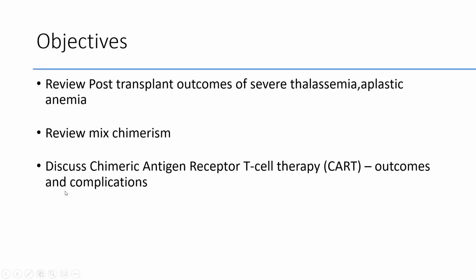So today we are going to discuss, first we'll review the post-transplant outcome of our patients. Only a few diseases, which we are facing with patients when they relapse or are refractory, and we'll review some mixed chimerism, how many mixed chimerism cases there were and how well they are doing.